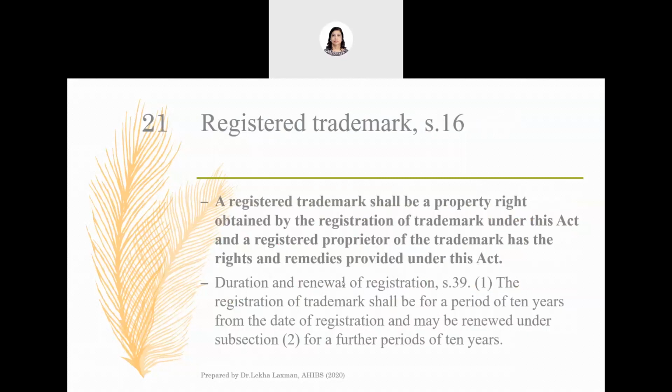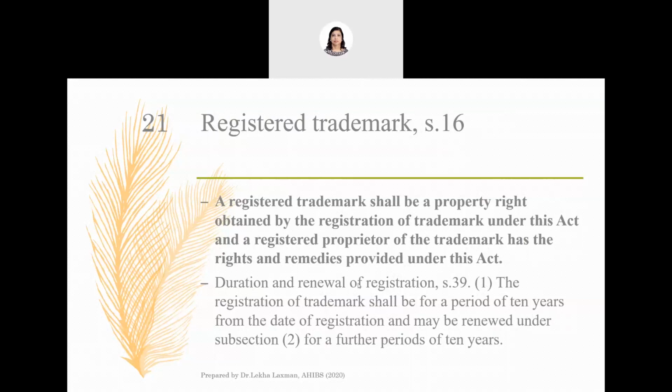Now, if you can see under section 16, it says that the registered trademark shall be a property right. So remember I told you trademarks are property or assets, right? So under section 16, it is indicated that a registered trademark is a property right. And under section 39, subsection 1, it says that the moment you register your trademark, you have exclusive right towards that trademark for a period of 10 years from the date of registration, right?